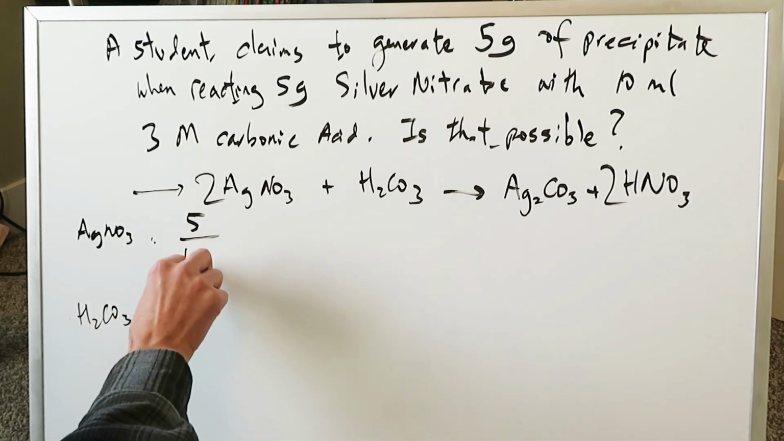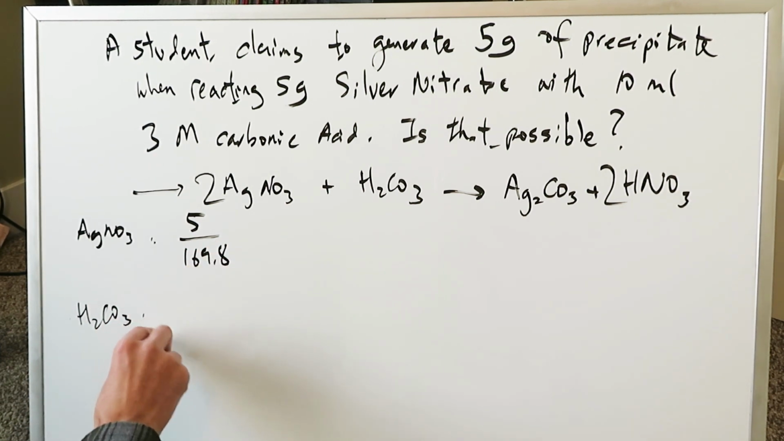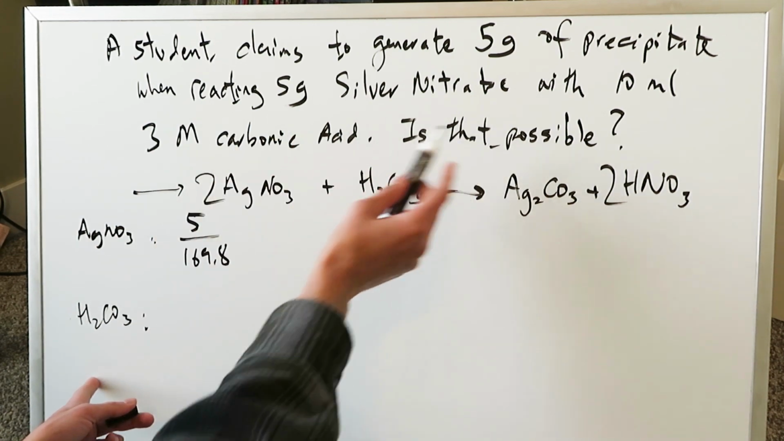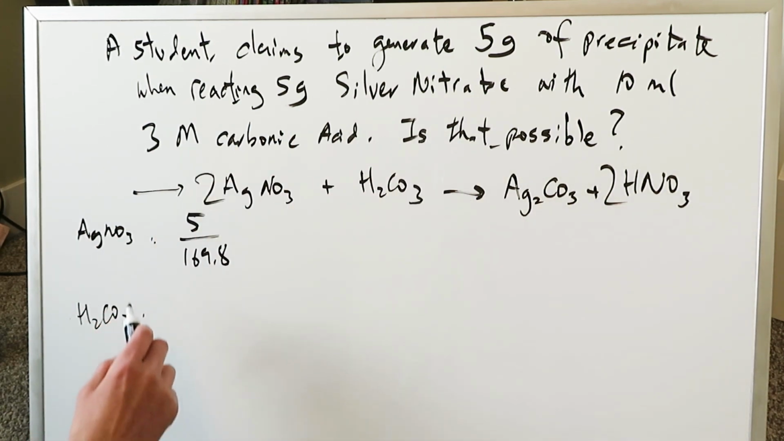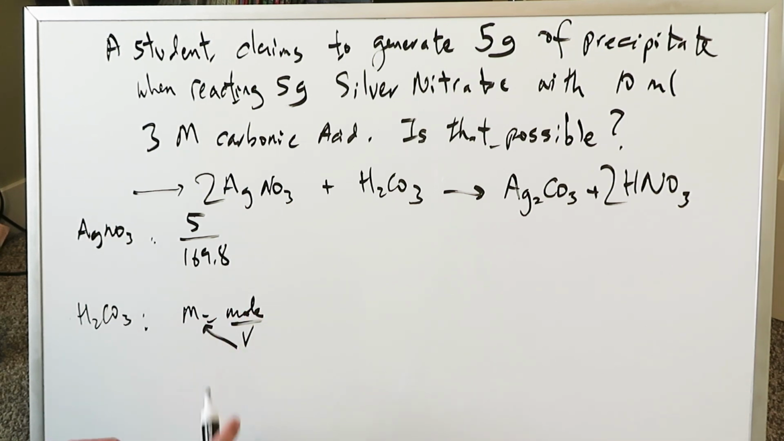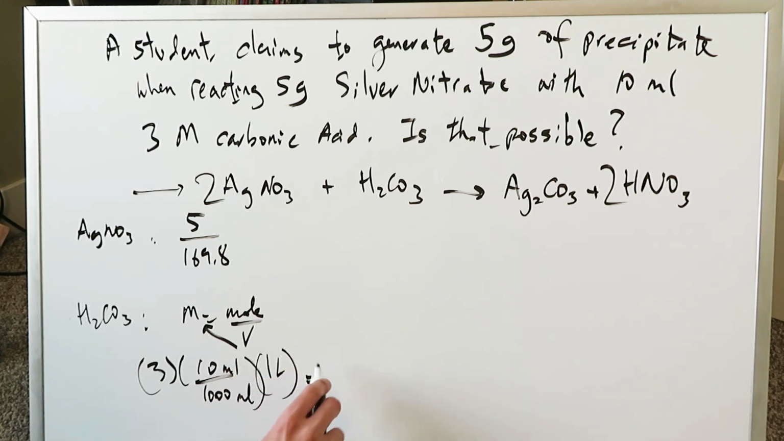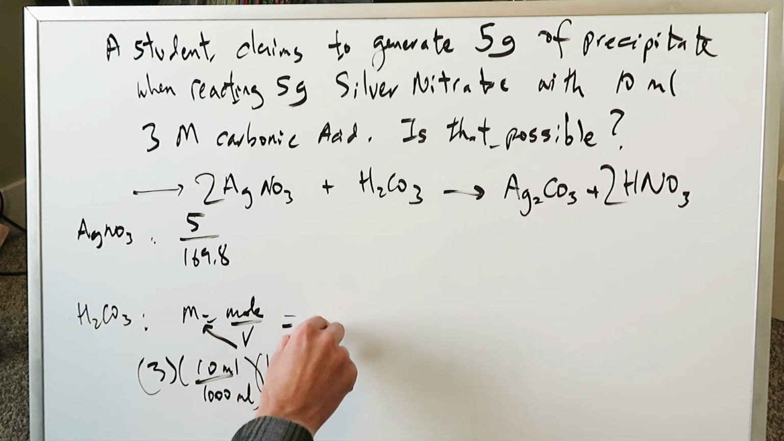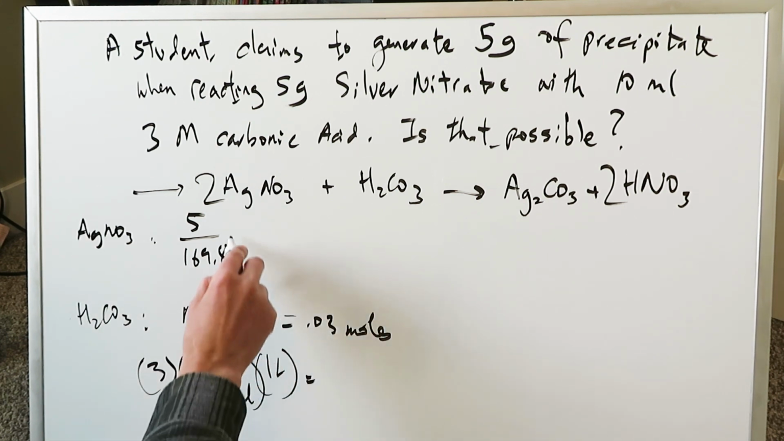We have 169.8 grams per mole. Carbonic acid, we have 10 ml, which you know you have to do molarity is equal to moles over volume. You can multiply the volume across, but volume here should be in liters. It would be 3 molar times 10 milliliters divided by 1000 ml per 1 liter, and you'll get your moles. You'll basically have 10 divided by 1000 times 3, you'll get 0.03 moles.